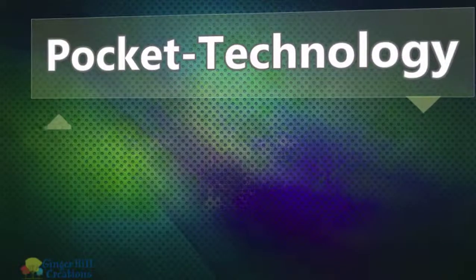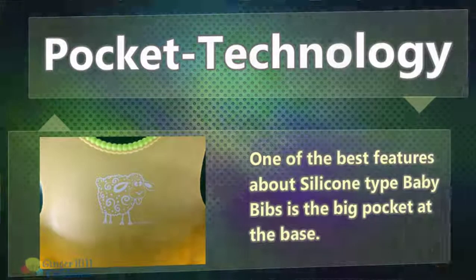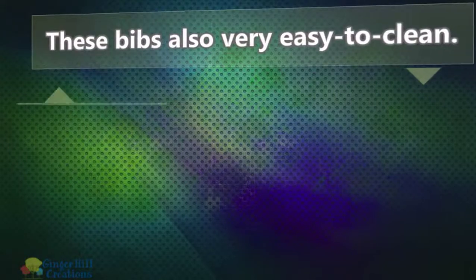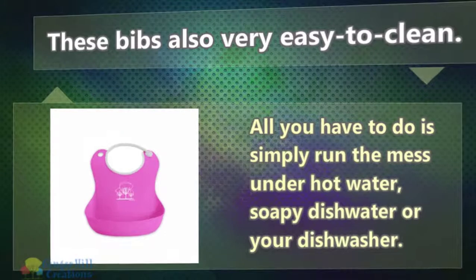Pocket technology. One of the best features about TPE type baby bibs is the big pocket at the base. These bibs are also very easy to clean. All you have to do is simply run the mess under hot water, soapy dishwater or your dishwasher.